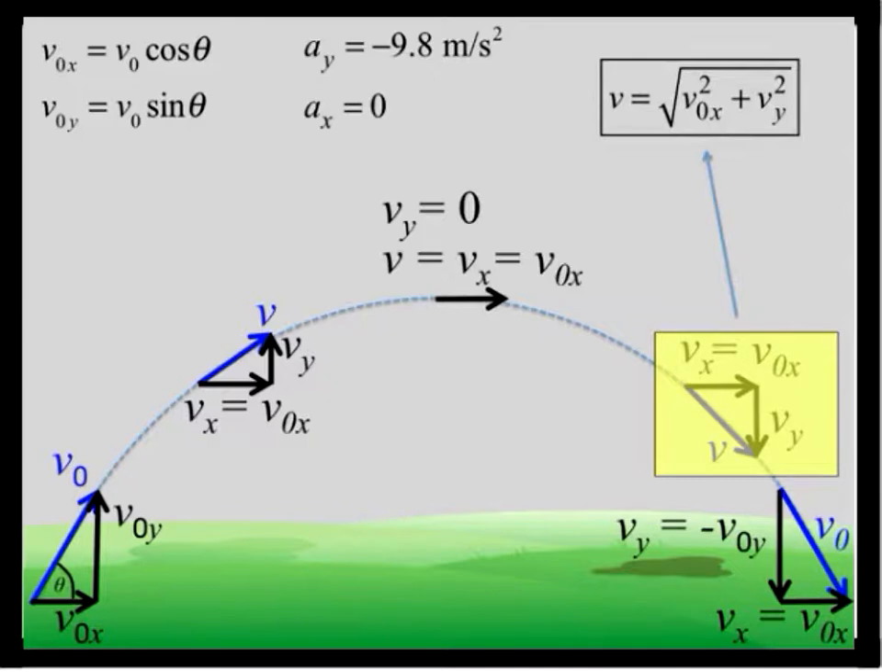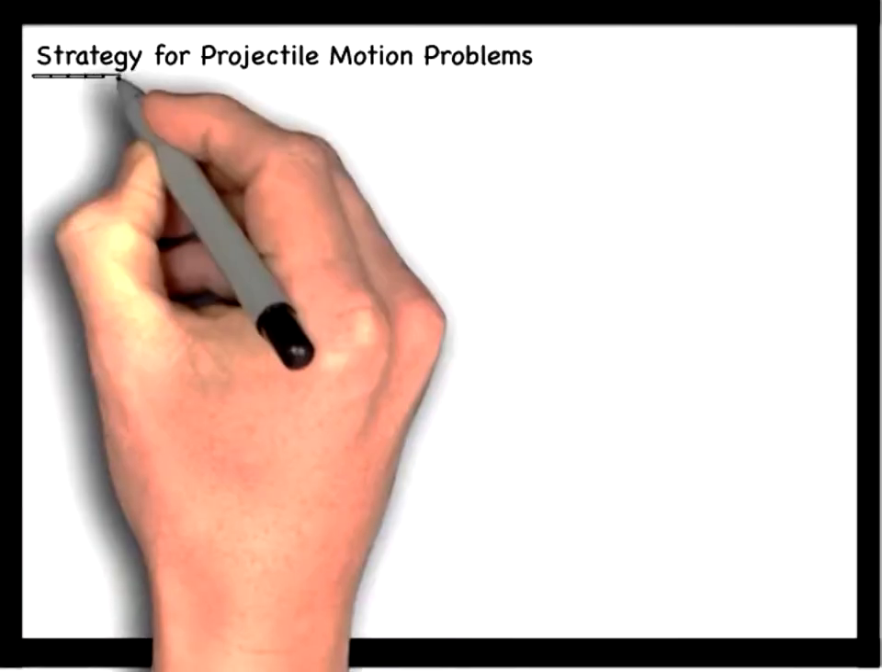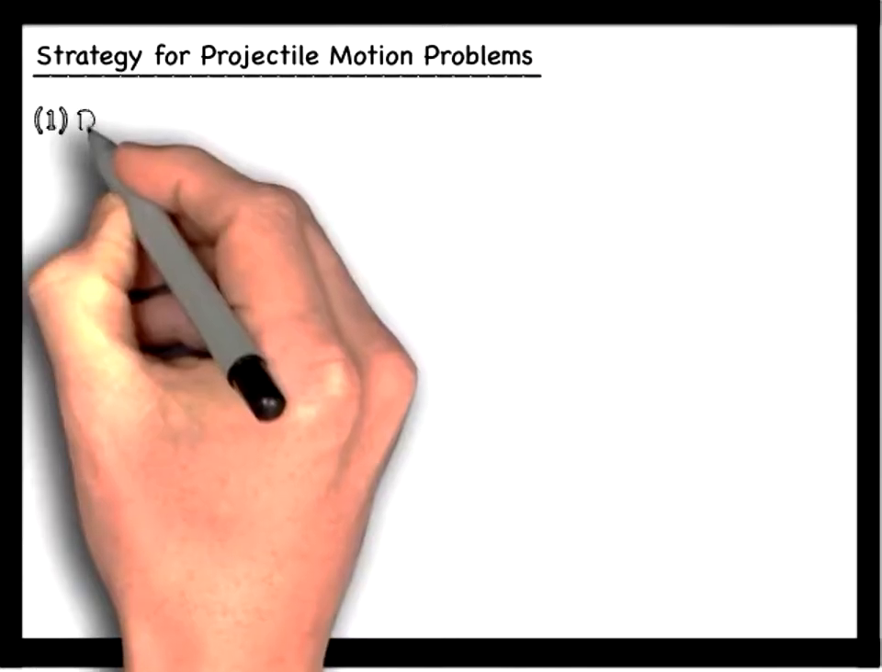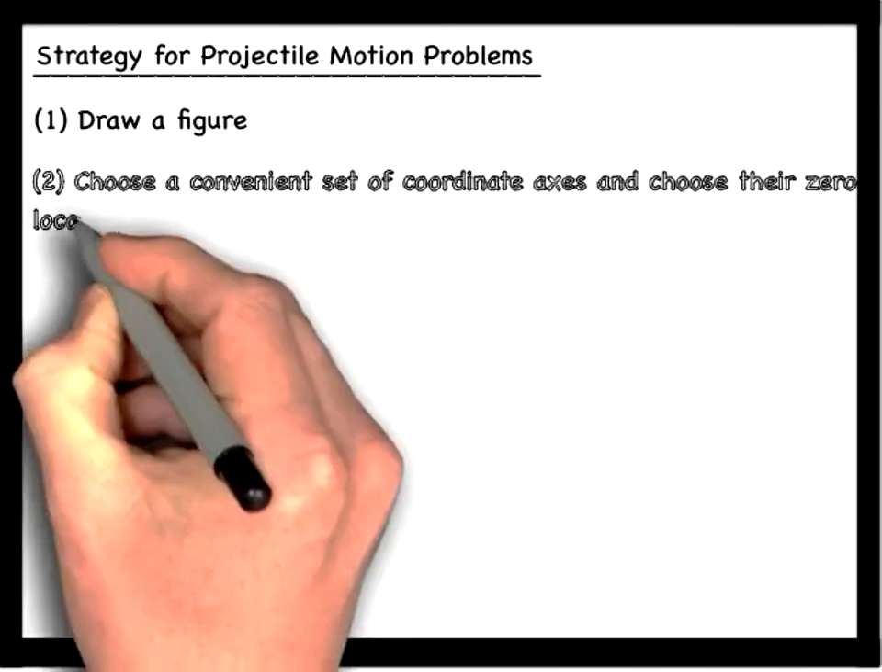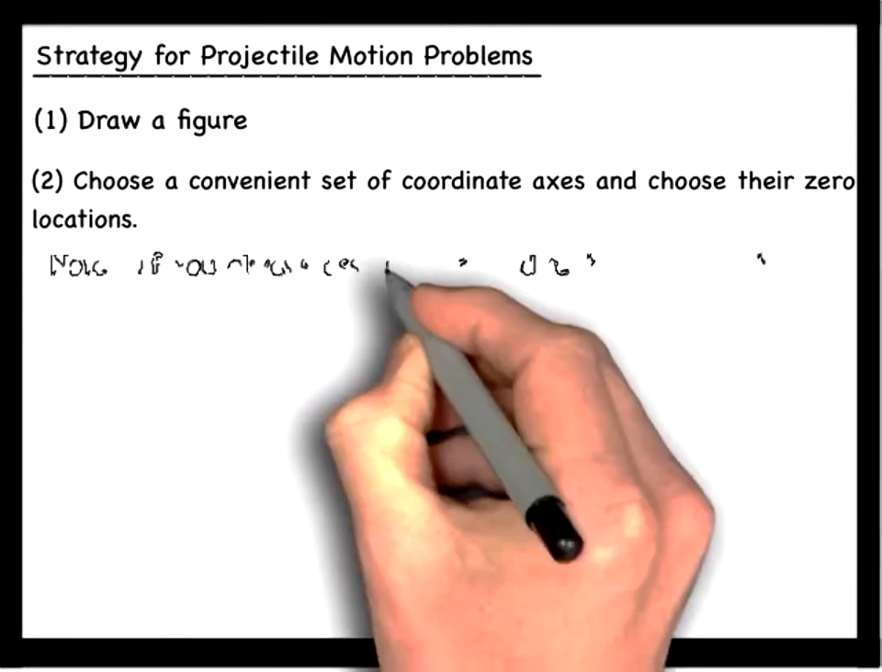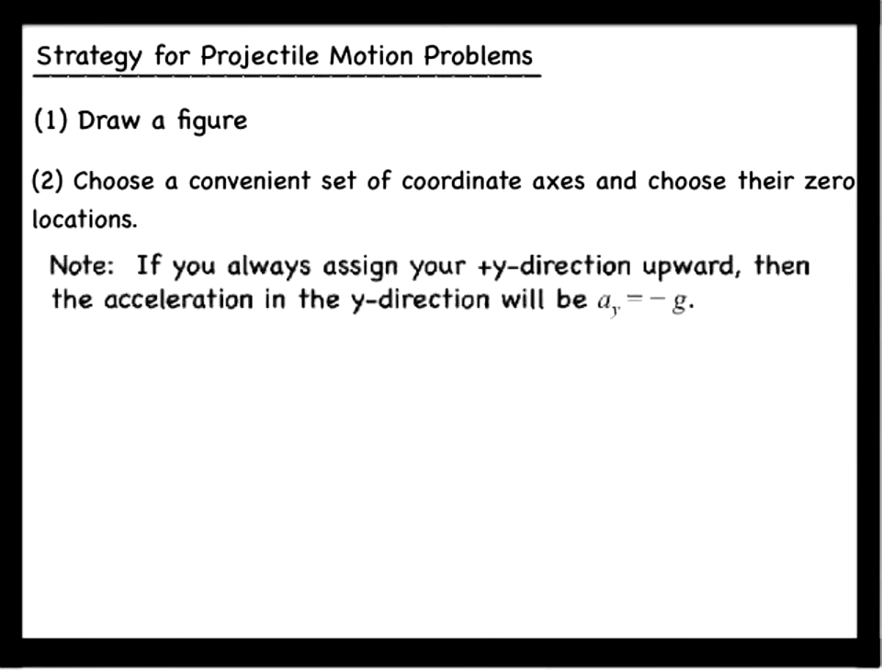In practice, you should treat projectile motion problems just like any other problems involving motion with constant acceleration. You should draw a figure, then choose a convenient set of coordinate axes and choose your 0 locations. Note that if you always assign your positive y-axis to point upward, which we suggest you do, then the acceleration in the y direction will always be equal to minus g.